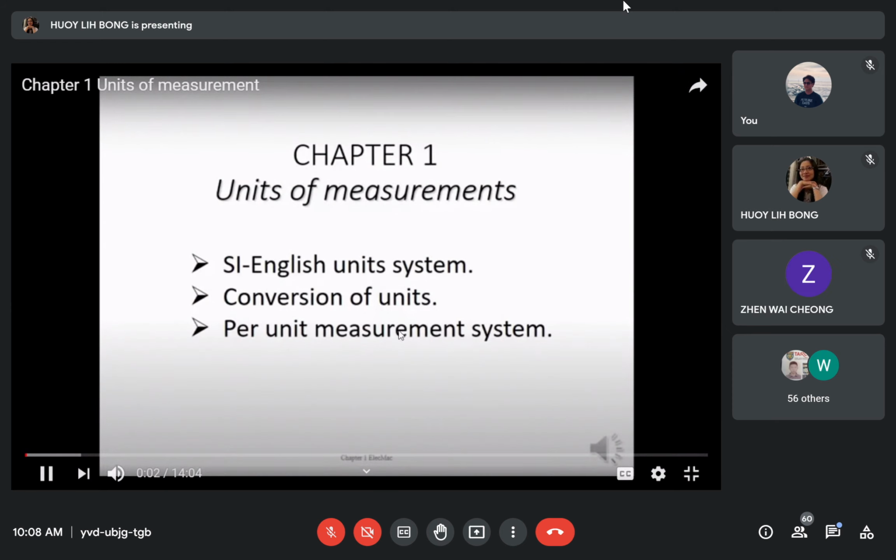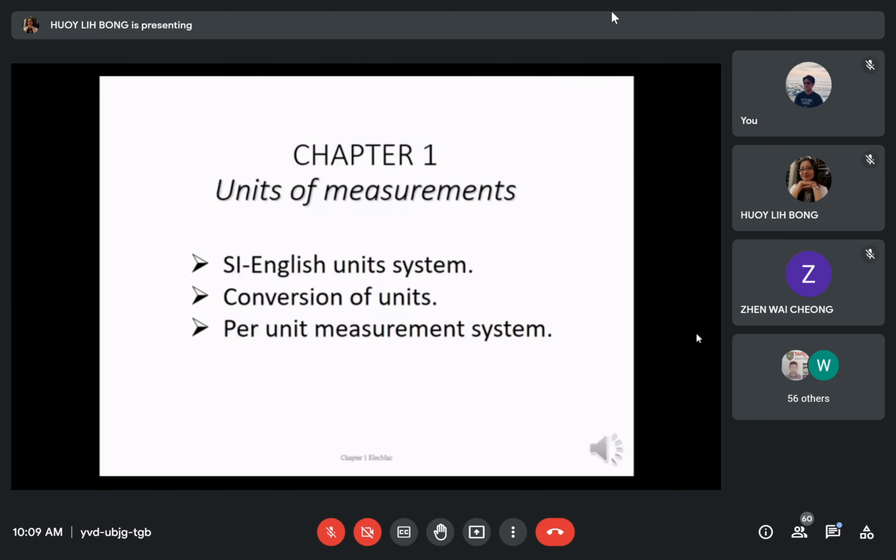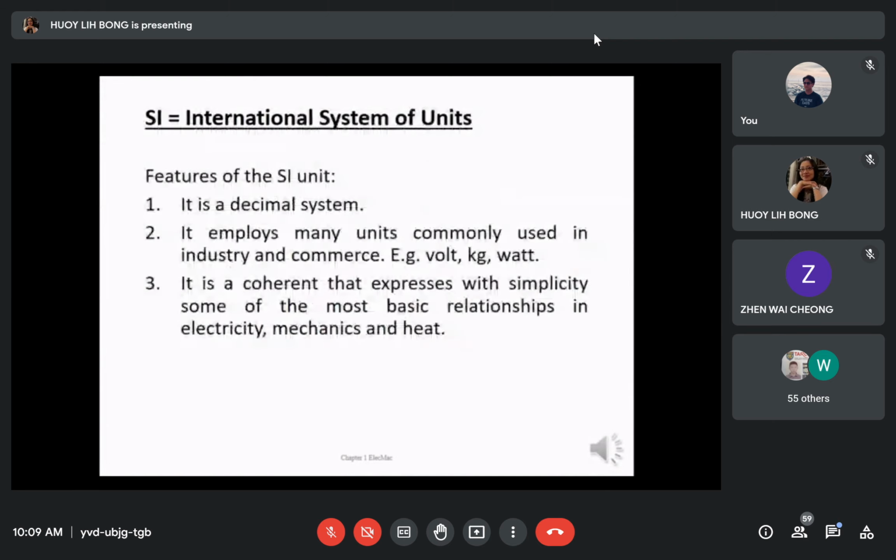Chapter 1, Units of Measurements. In this chapter, we're going to cover the following topics: SI English Units System, Conversion of Units, and Per Unit Measurement System. SI units have the following features. It's a decimal system. It employs many units commonly used in the industry and commerce.